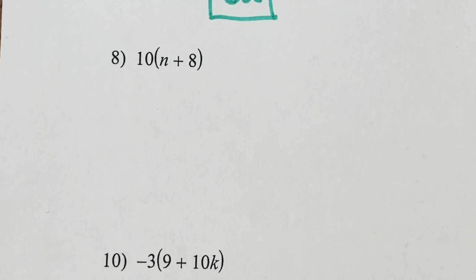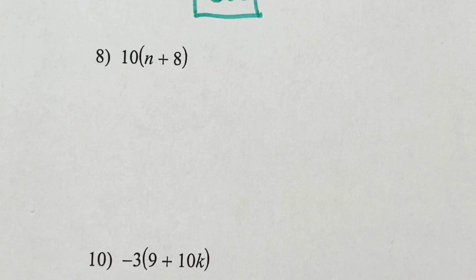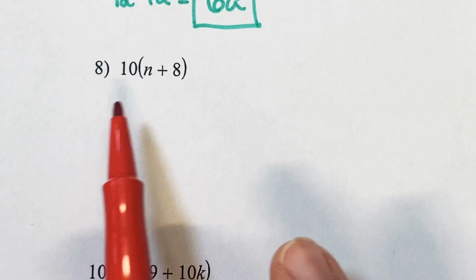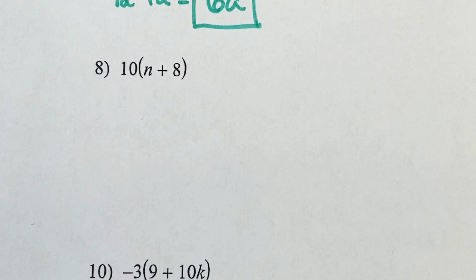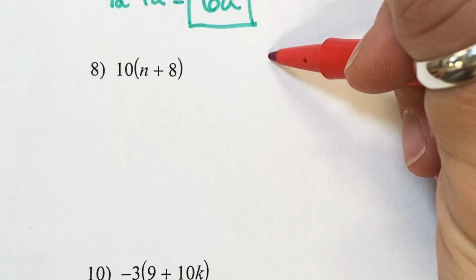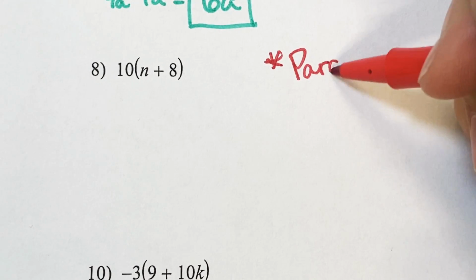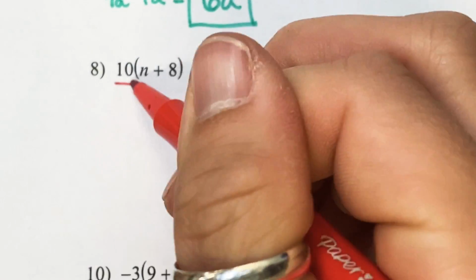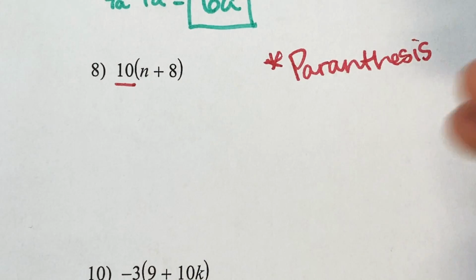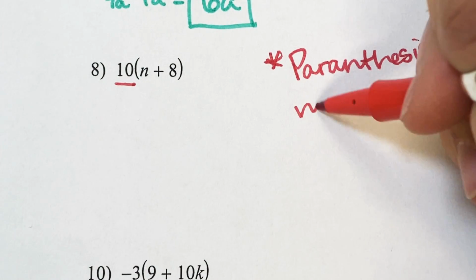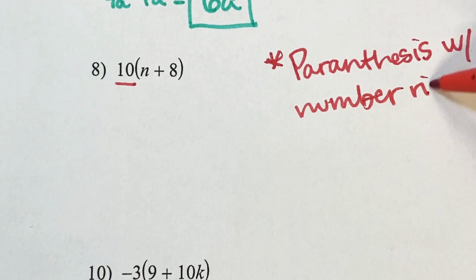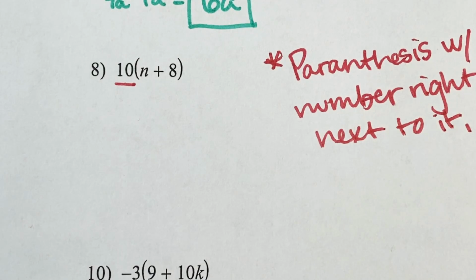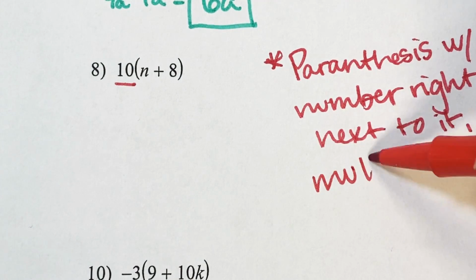Okay, let's look at number 8. One thing that we now see in number 8 that we didn't see in any of our previous expressions are these parentheses. When you see parentheses with a number right in front of it, so notice it is right next to that parentheses, that means it's being multiplied.